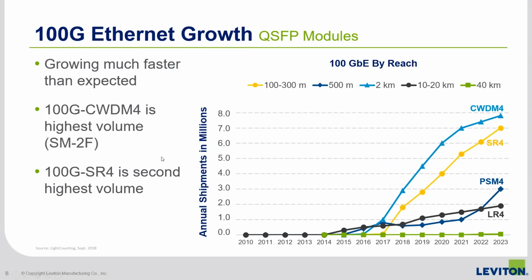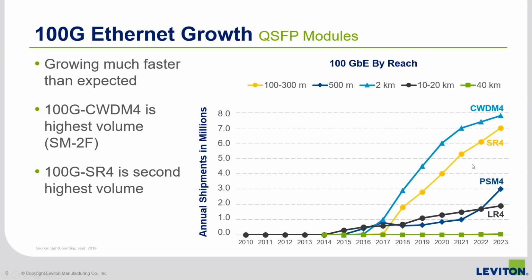So as I mentioned, digging into the 100 gig a little bit more, this is also data from LightCounting from the end of last year. A few things I wanted to just highlight. It's grown much quicker than the forecast was predicting, in general, in terms of 100 gig.